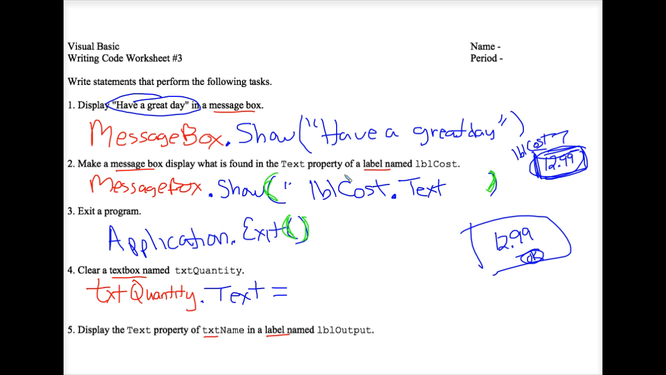Eyeballs up here, please. See these patterns? Anytime you have a method like Show, you need parentheses. Anytime you have a method like Exit, you need parentheses. And methods are verbs, like action verbs, like show something, to exit the room. Okay, so moving on to the rest of the worksheet.